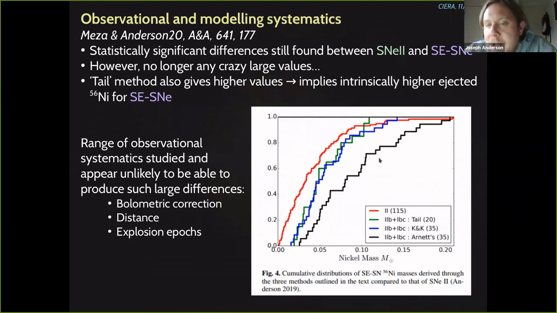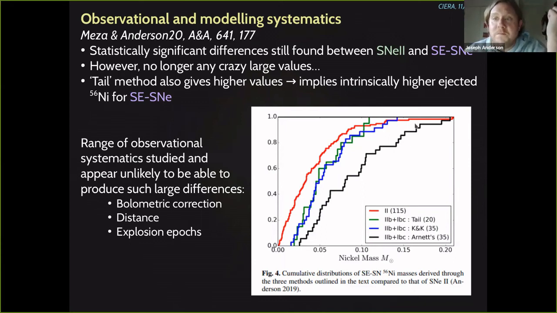And in the black is using the classic Arnett rule. We still see a really statistically significant difference here between the black and the red. Then in the blue is Khatami and Kasen, and in the green, the tail luminosity lower limits. These are much closer now to the type 2 supernova distribution, but there's still a statistically significant offset. Another thing to notice here is that there's no longer any of these crazy values here.